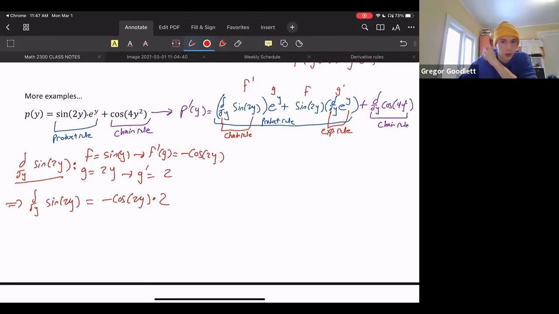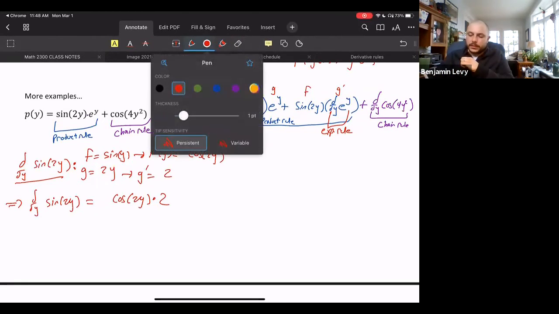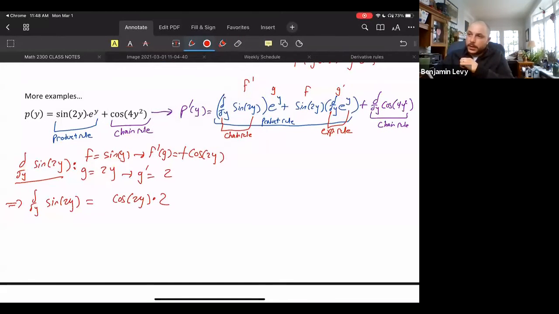Why is it negative cosine 2y? Because I messed up my rule. Sine becomes cosine. I always have a hard time remembering which is which. So sine becomes cosine, cosine becomes minus sine. Thank you. So it's just a positive there. So I just deleted the negative signs, guys. So there should be a plus right there. Plus right here. Yeah, so sine becomes cosine. Cosine becomes negative sine. I always mix those two up.